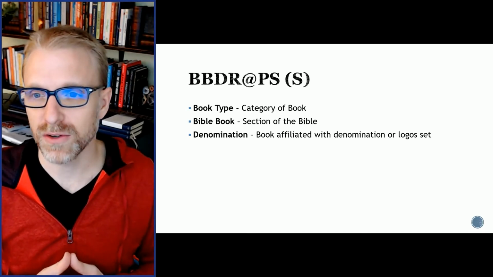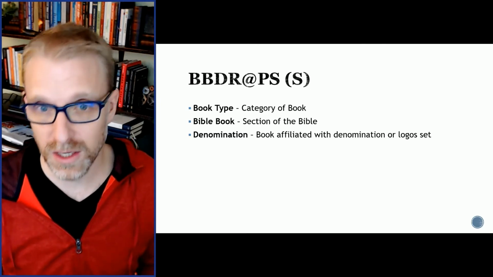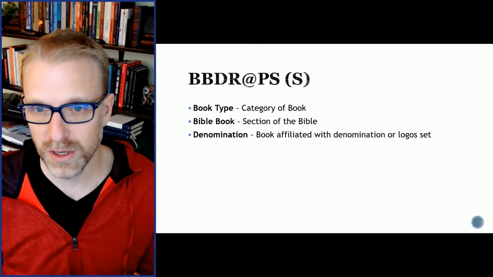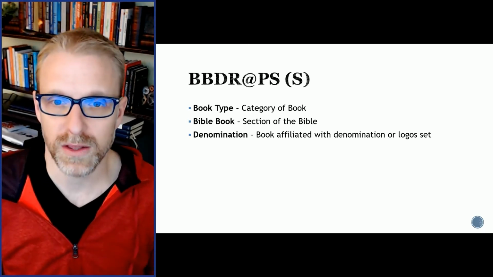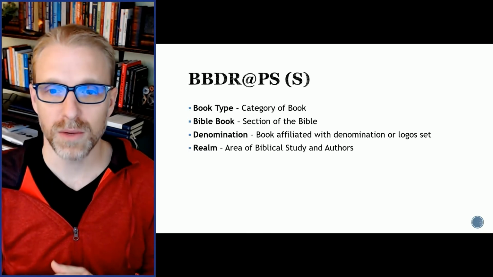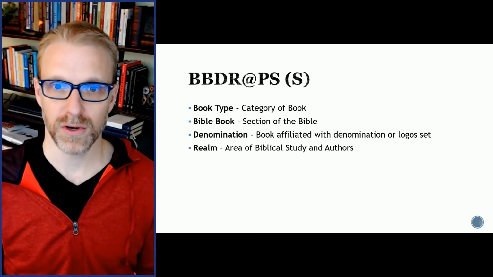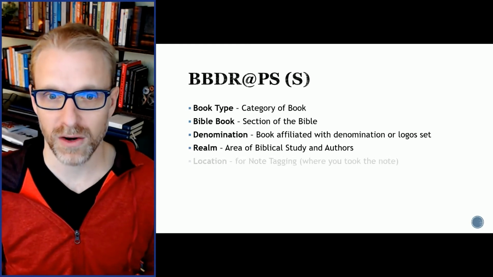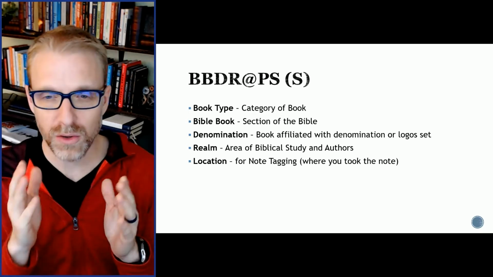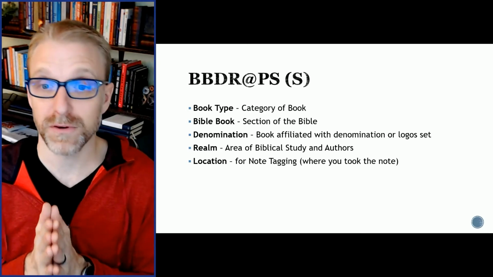So the book is either affiliated with a particular denomination or maybe it's in a denominational Logos set. So that's to help you understand as you increase your library size that you know that it's a part of a denomination. The next is realm. Realm is the area of biblical study, or it can also include an author that you want to tag or categorize.